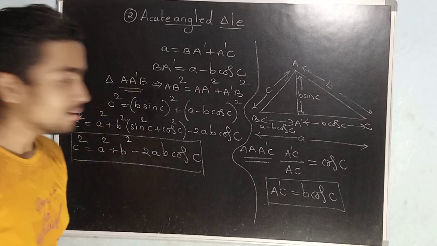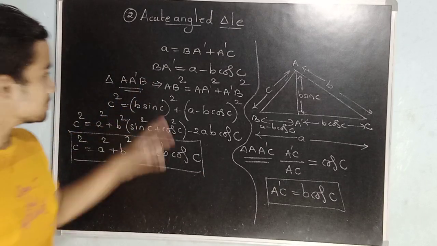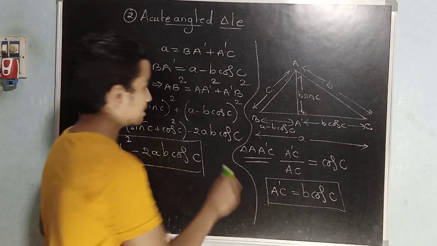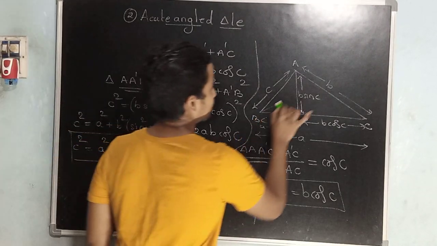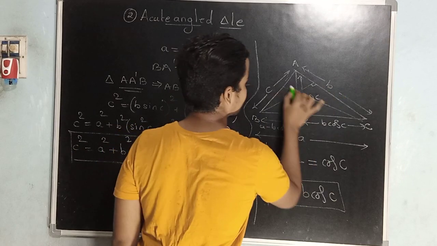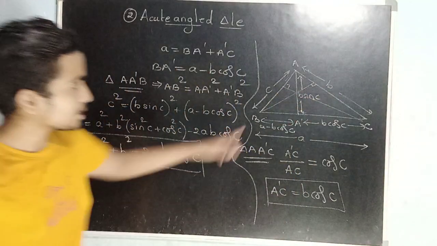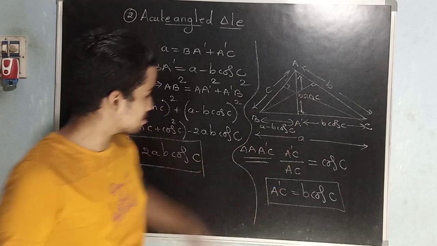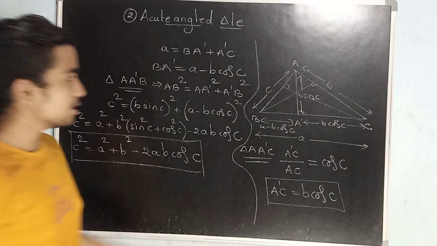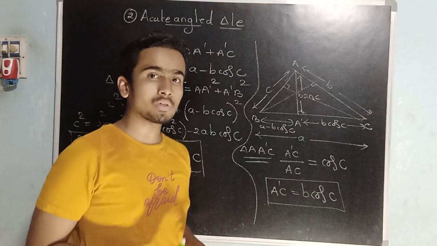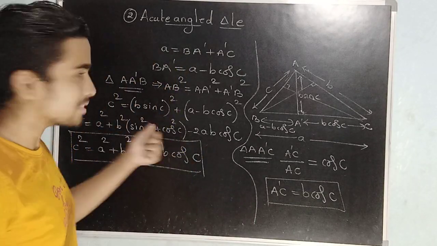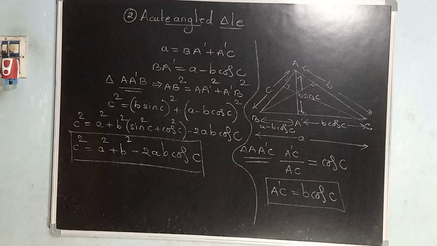In a similar manner, using the same concept, same method, we can prove for b square and a square considering these two altitudes. Okay, I have considered this altitude, so I have got this result. If I consider these two as altitudes, we can get the other two results also in the same method and same manner.